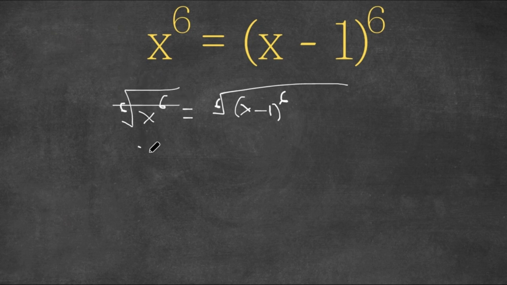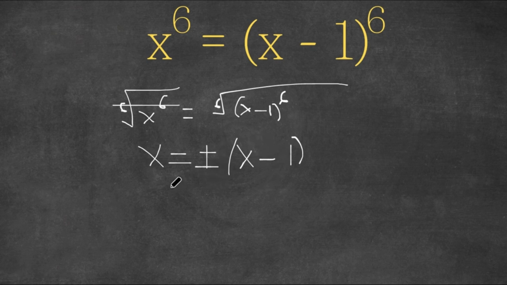So this is simply going to result in x equals, these two are going to cancel out as well. So we're just left with plus or minus. Remember, we got the plus or minus x minus 1. So now this gives us two equations. This gives us x equals positive x minus 1, or this gives us x equals negative x minus 1.